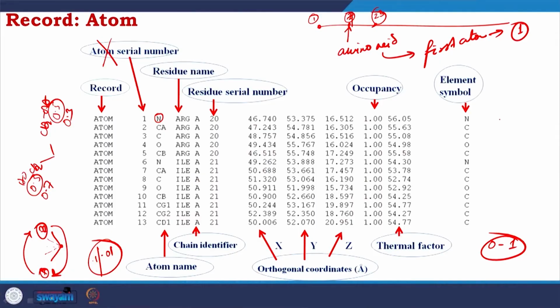What is thermal factor? Thermal factor gives you an idea about the disturbance present there. What I mean is, if there is a loop which is very flexible, which is moving randomly, you are supposed to get a high thermal factor. Thermal factor ranges from 1 to 100.